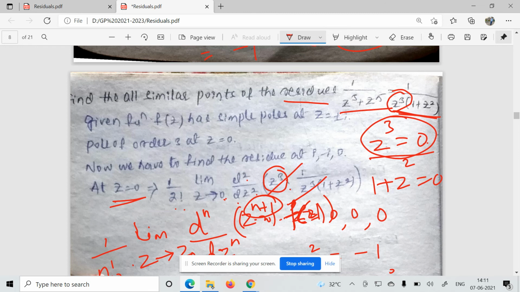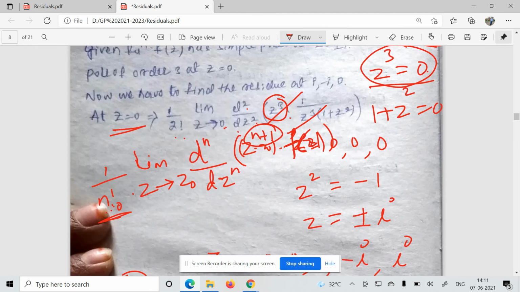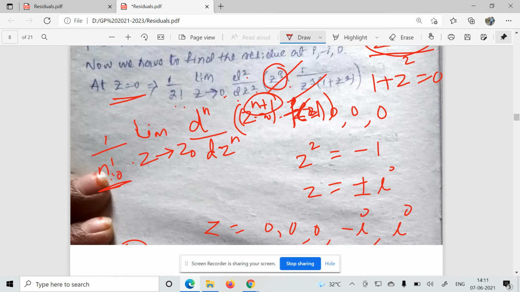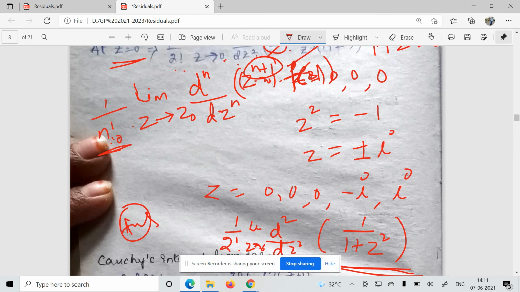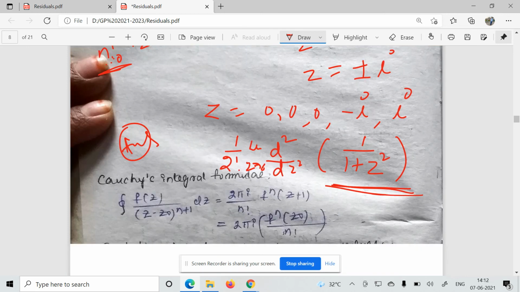Similarly, at i and minus i, these are single values, meaning simple poles. There is no derivative needed, we can find it directly.